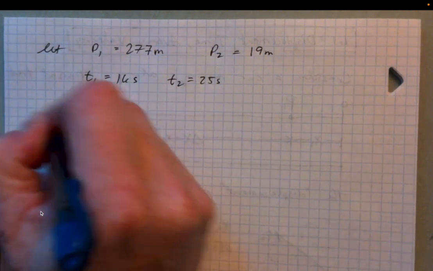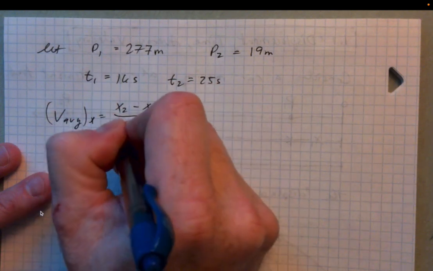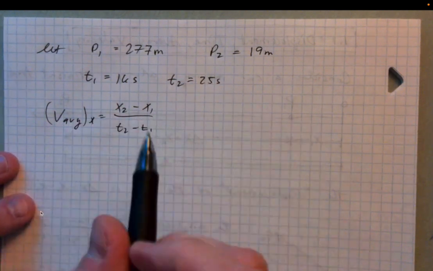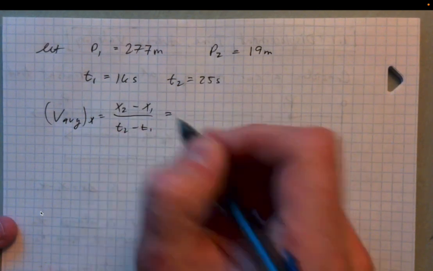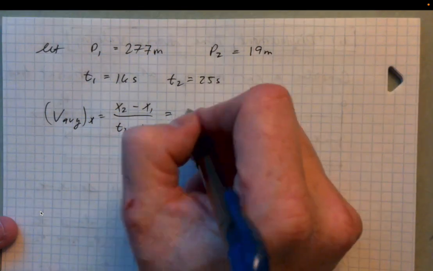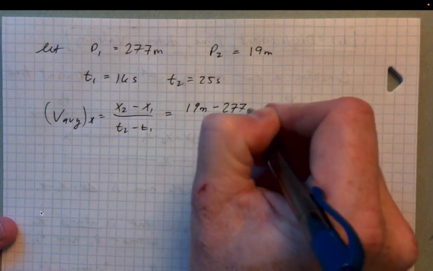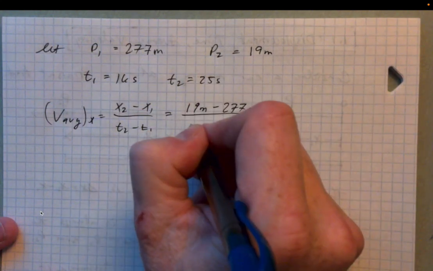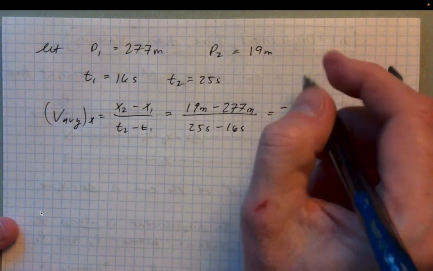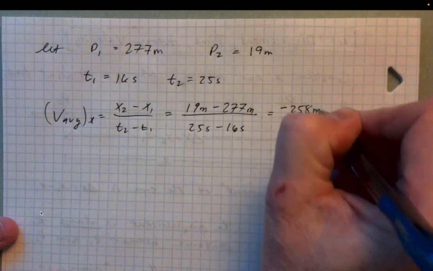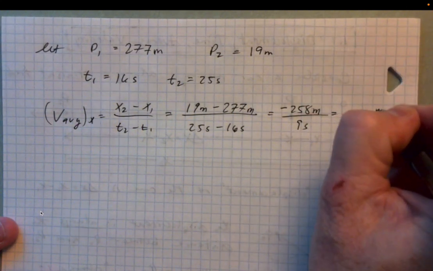Again, same formula, x2 minus x1 divided by t2 minus t1. So the ending position minus the starting position, ending time minus starting time. In this case we ended at 19 meters, we began at 277 meters, and our time was 25 seconds minus 16 seconds. You can see this will give us negative 258 meters over 9 seconds, and so that's negative 29 meters per second.